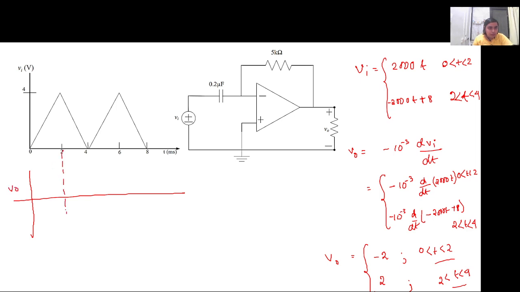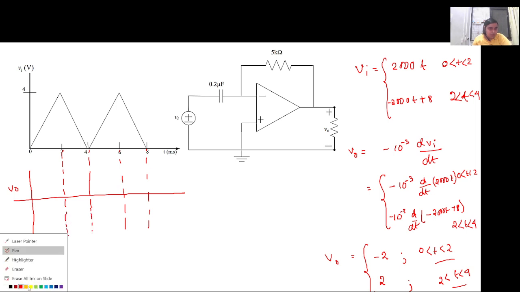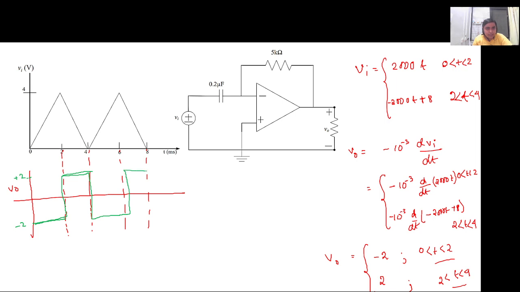If I take a different color, between 0 to 2 it is minus 2 volt. So it is minus 2. And between 2 to 4 it is plus 2 volt. This is plus 2. So the waveform will look somewhat like this. And since this is periodic, this will go on. Is this clear? Yes ma'am. Okay.